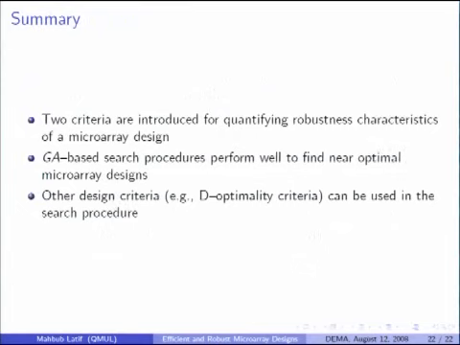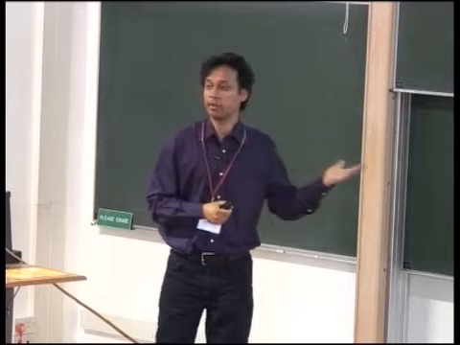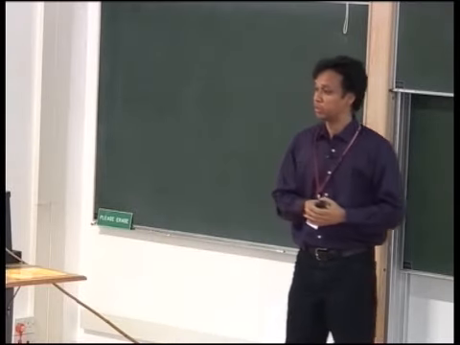Okay. So here is the summary. We defined two robustness criteria which may be useful in some situations in good design selection, and the genetic algorithm based procedure is good, and it finds at least the known designs very well, and other design criteria can be used instead of the E-optimality criterion.